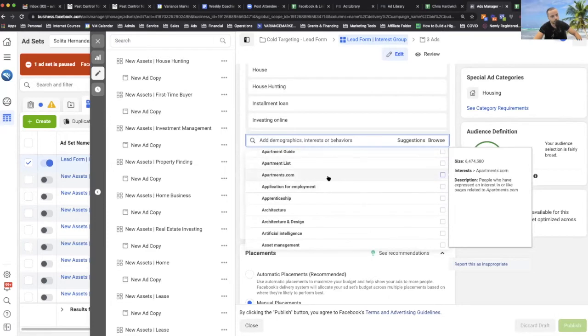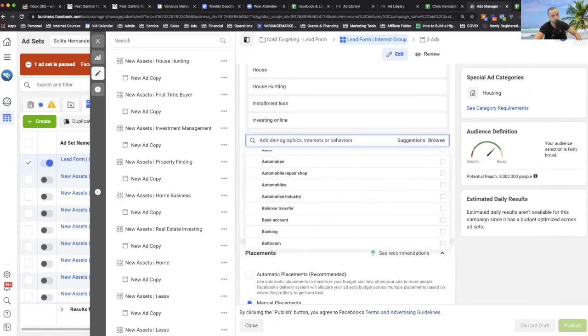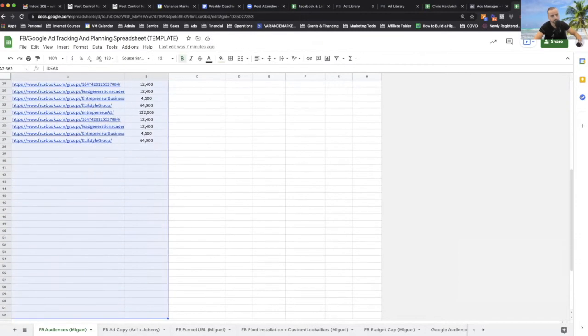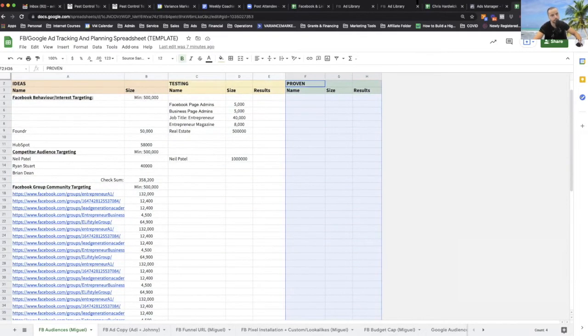So you see this one, apartments.com. That might be something that I want to look into, because if someone's looking for that, it's just another potential thing to target. And what you would do is all those interests that I'm typing in, you'd put them in your ideas section, okay? And then as you're testing them, you're putting them here. And then as they showcase that they're the best results, you put them here, okay?